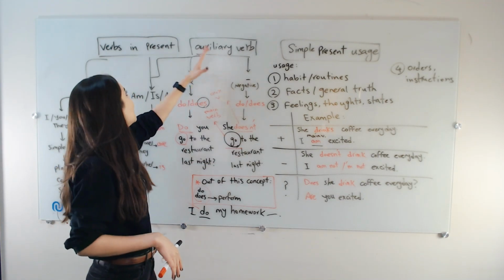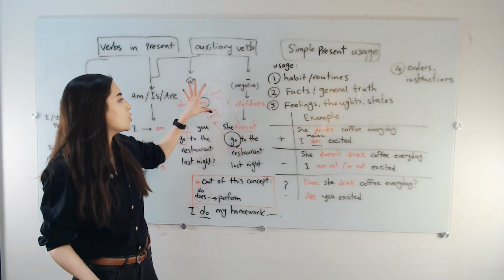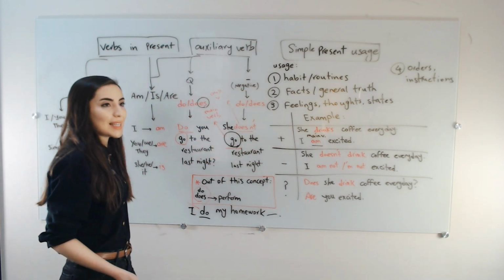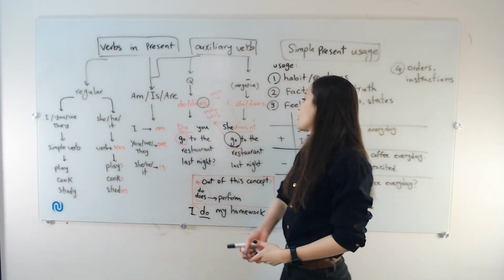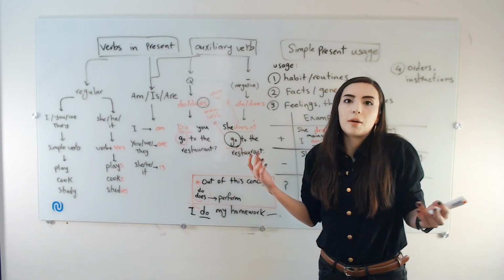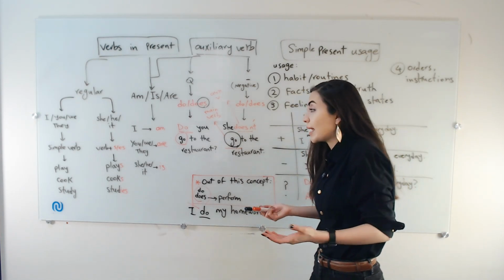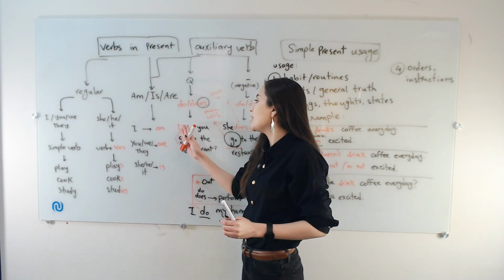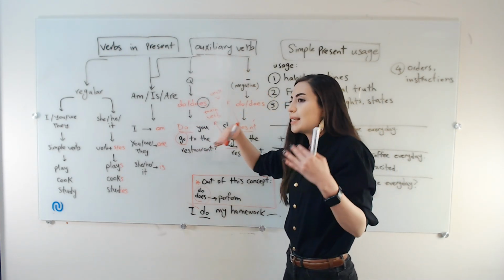Okay, so in this case, for simple present, the auxiliary verbs would be do and does. Do for I, you, we, they, and does for she, he, and it. Do you go to the restaurant? So, do here is an auxiliary verb. It's not a main verb. It's not doing an action. The main verb is go. So, we say, do you go? And whenever we have an auxiliary verb, the verb is simple.